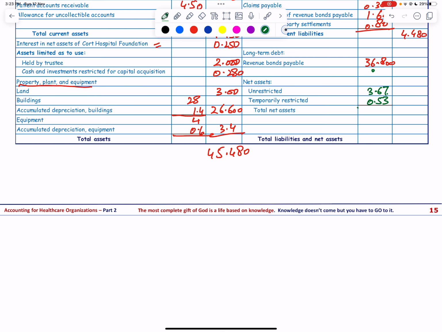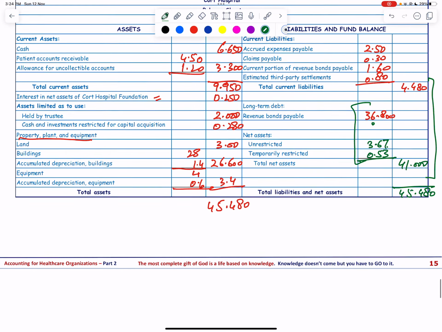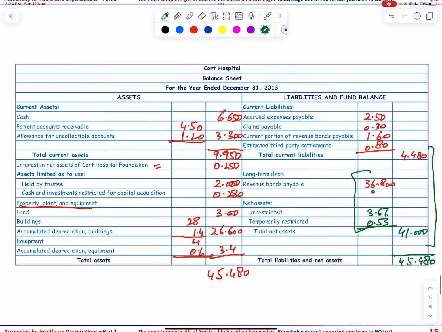So if we make the total, the total net assets are 41 million, and the total now is 45,480 million. We make the total, and you can see that the two totals are equal. That means mathematically we have solved the exercise correctly. And this completes the second video on accounting for healthcare organizations.